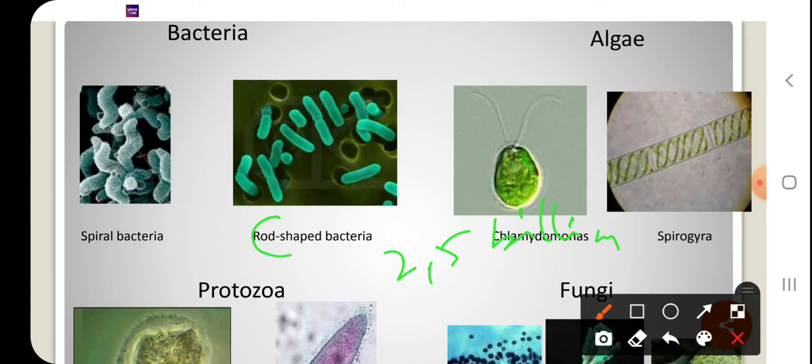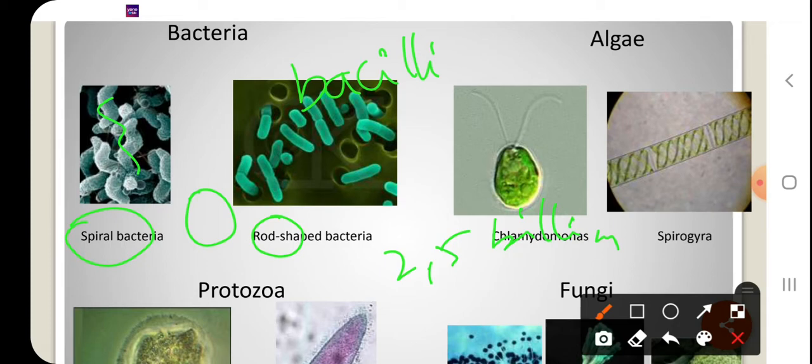If the bacterium has a rod shape, then we call it a bacilli. If it has a spiral shape, then we call it a spirilla. If it has a spherical shape, then we call it a cocci. Like that, different shaped bacteria exist in nature, which are very helpful to us.